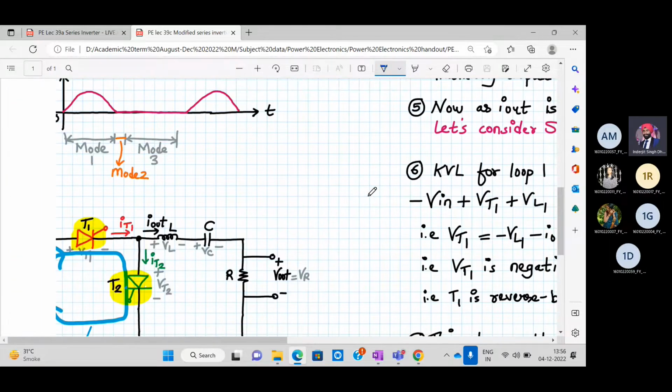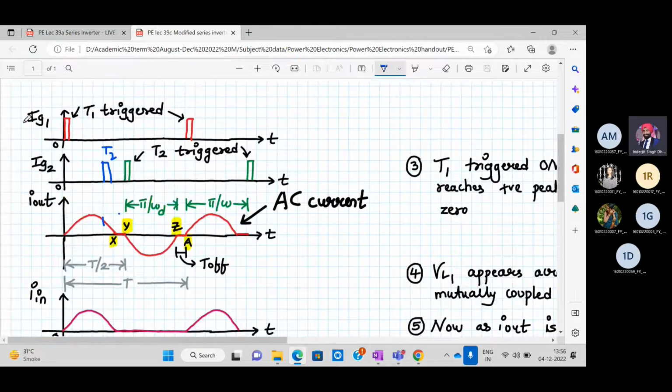So again, I repeat what we have done so far. T1 has been triggered on, right? So current is building up. And before giving the time for the current I out to reach 0, T2 is triggered on. So that means momentarily T1 and T2 are on.